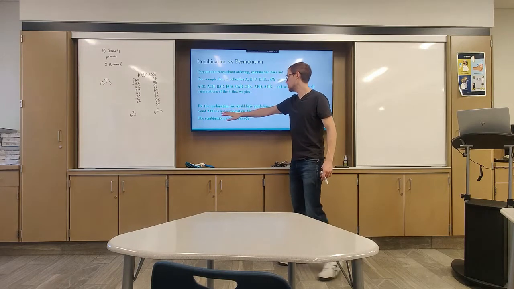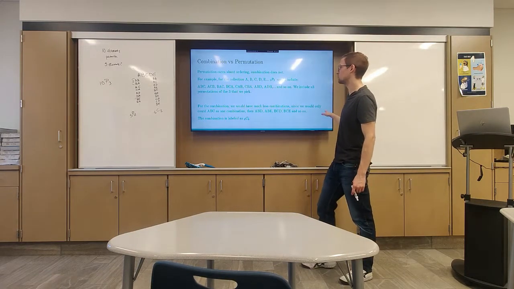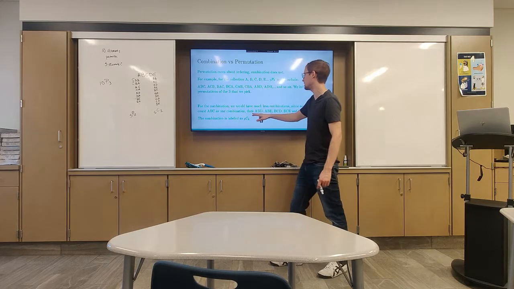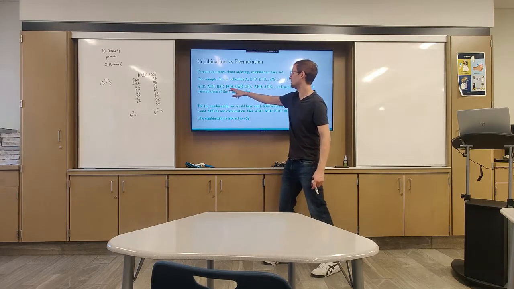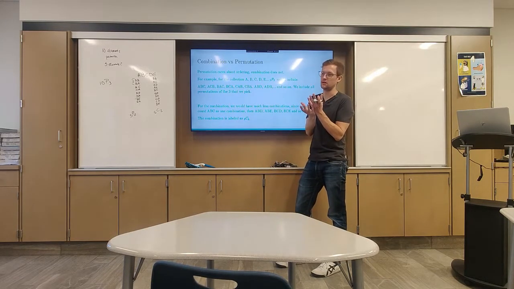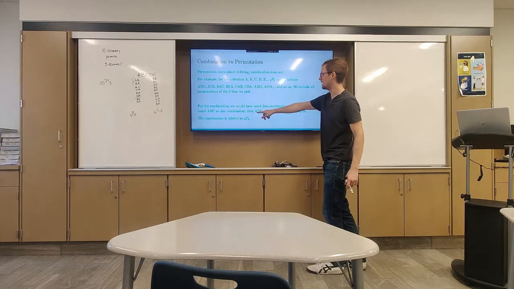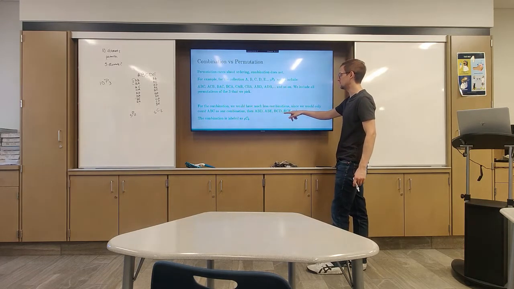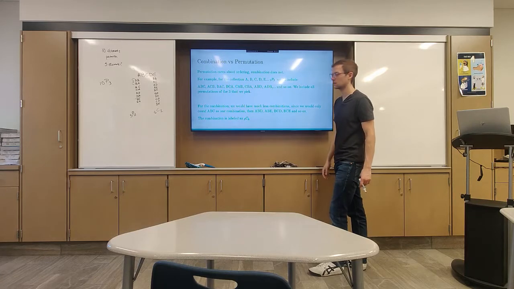For combinations, we would have many fewer, since we would only count ABC as one combination, and all of these would be ignored because they're the same combination of letters. Then we would just go to ABD, ABE, BCD, BCE, and so on and so forth.